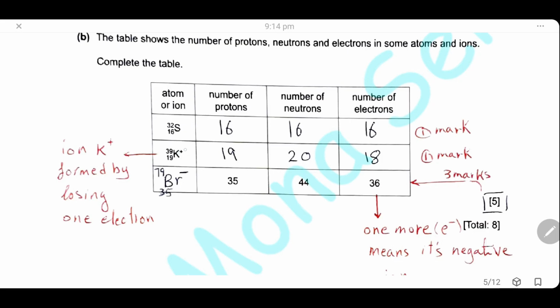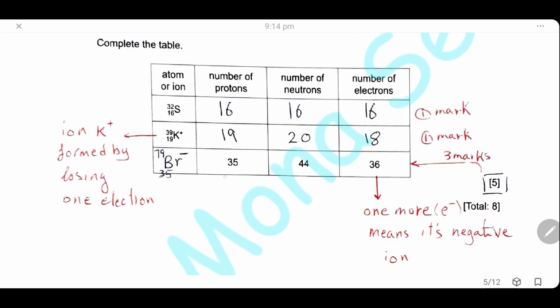The second one is potassium. Potassium here has positive charge, which means it is a positive ion formed by losing only one electron. So here number of protons will be 19, and take care, the number of electrons will be 18. To find the number of neutrons, we will subtract 39 minus 19. It will be 20.